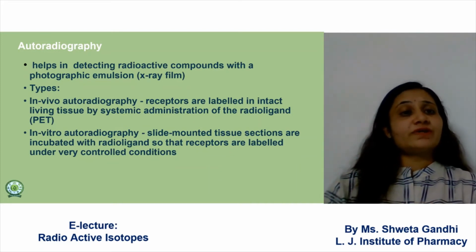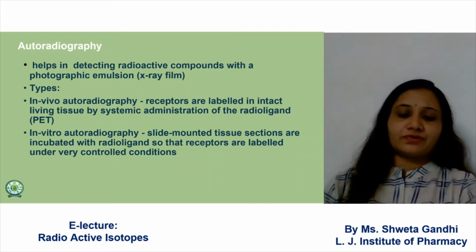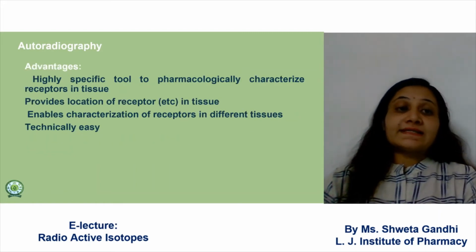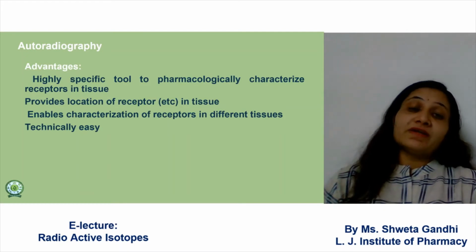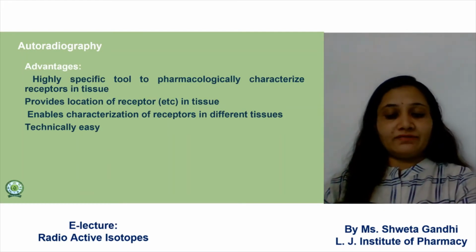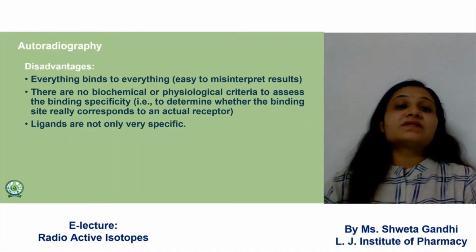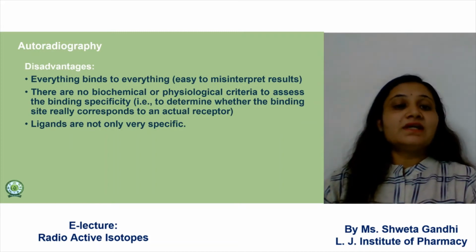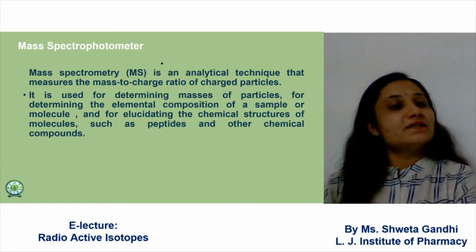In vivo autoradiography can also be done, and in vitro autoradiography can also be done. Next, advantages: they can be very useful in pharmacological receptor or tissue identification. Disadvantage: everything binds to everything, so it is easy to misinterpret the results. Ligands are not very specific.